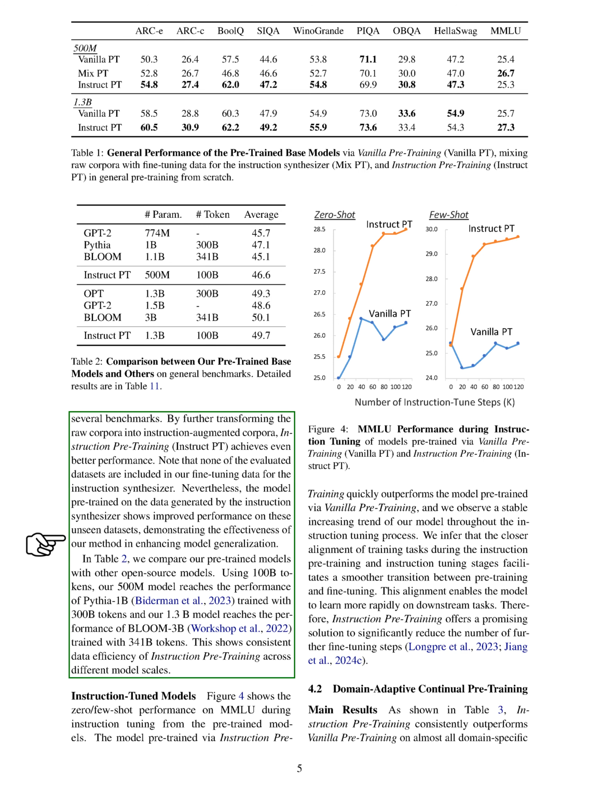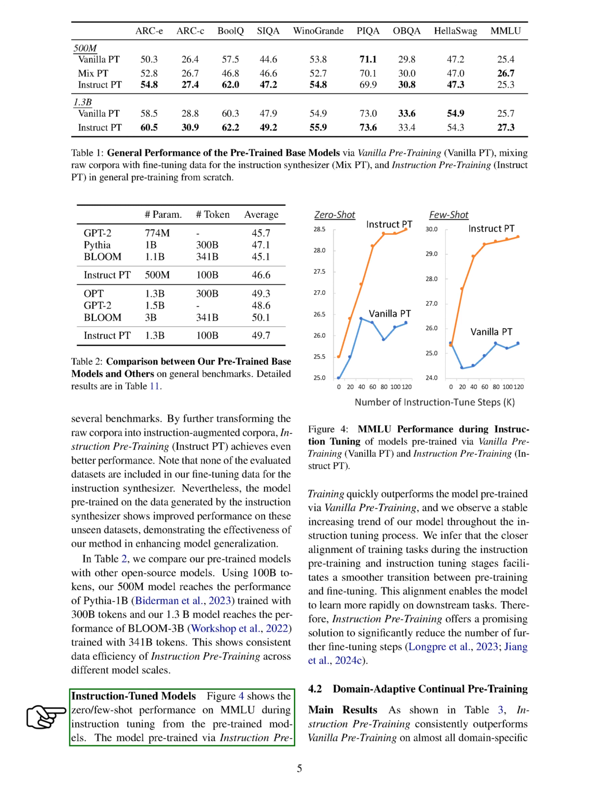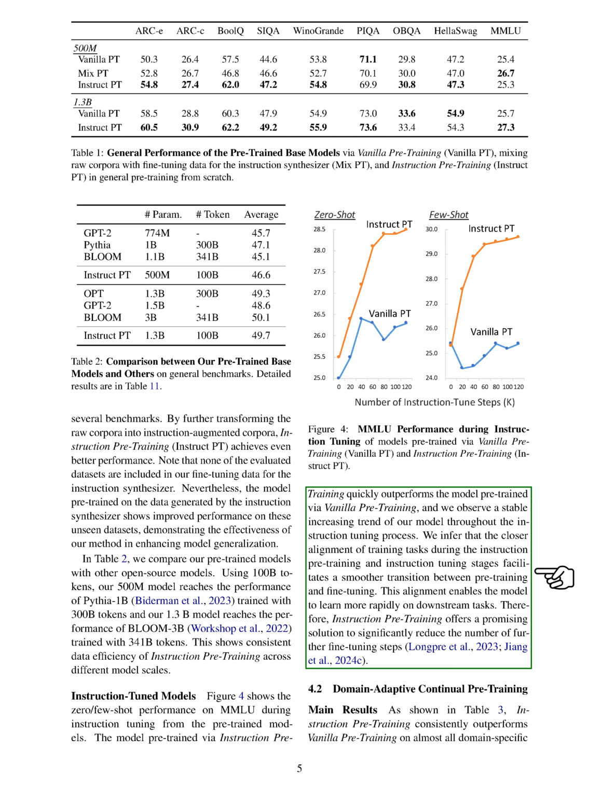Section: Instruction-tuned models. In this section, we examine the performance of our models during instruction tuning from pre-trained models. We notice that the model pre-trained with instruction pre-training surpasses the one pre-trained with vanilla pre-training, showing a steady improvement throughout the instruction tuning process. This suggests that aligning the training tasks during instruction pre-training and tuning stages helps the model transition smoothly between pre-training and fine-tuning, leading to faster learning on downstream tasks. Therefore, instruction pre-training seems to be a promising approach to reduce the need for extensive fine-tuning steps.